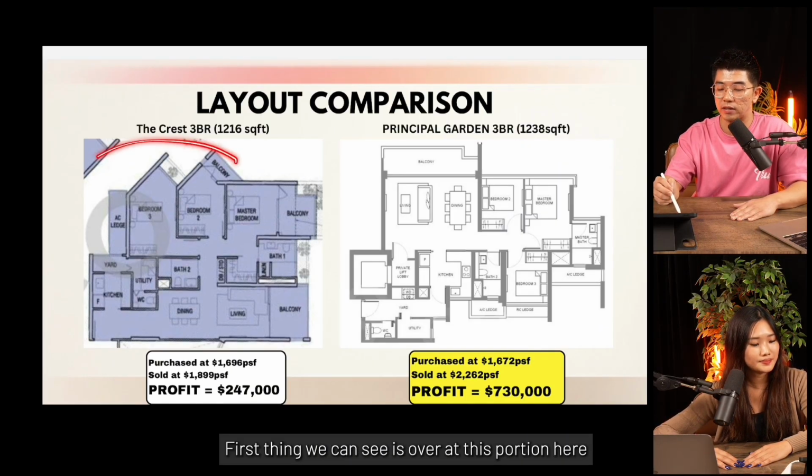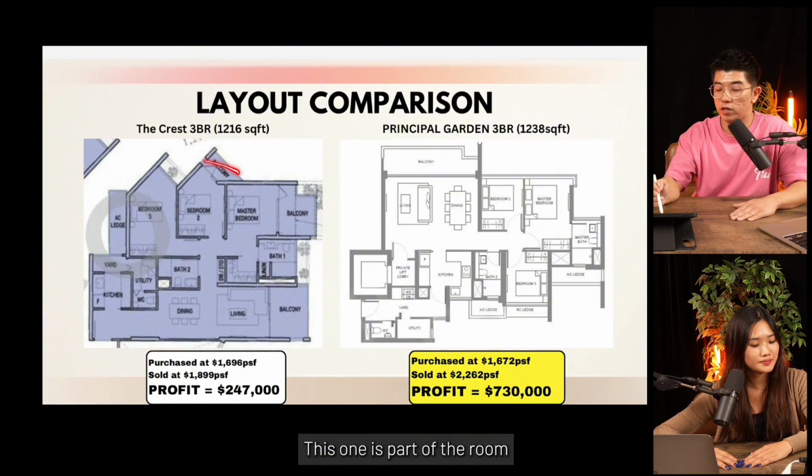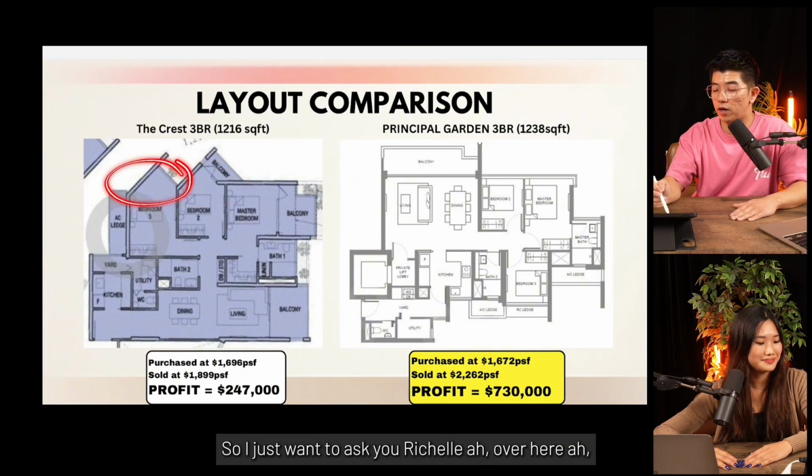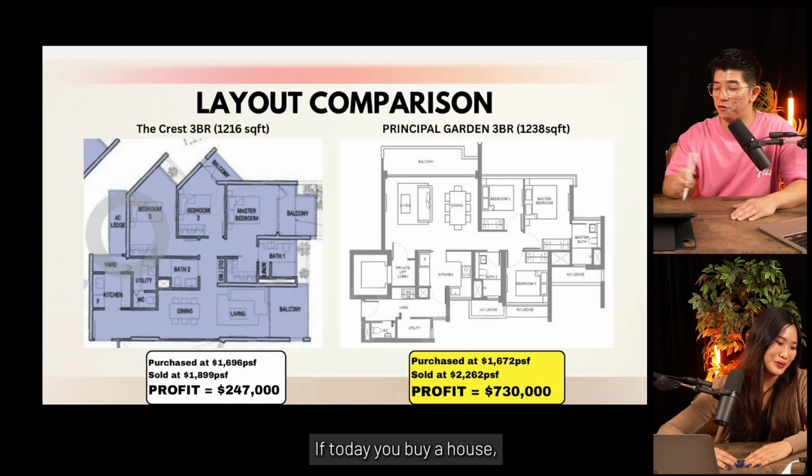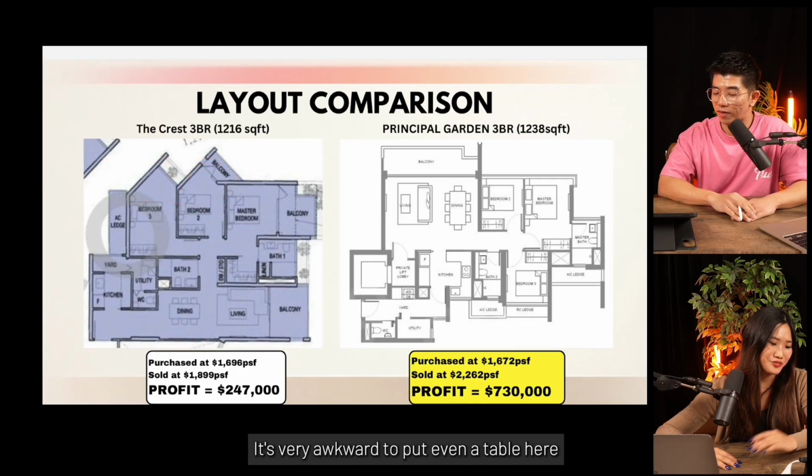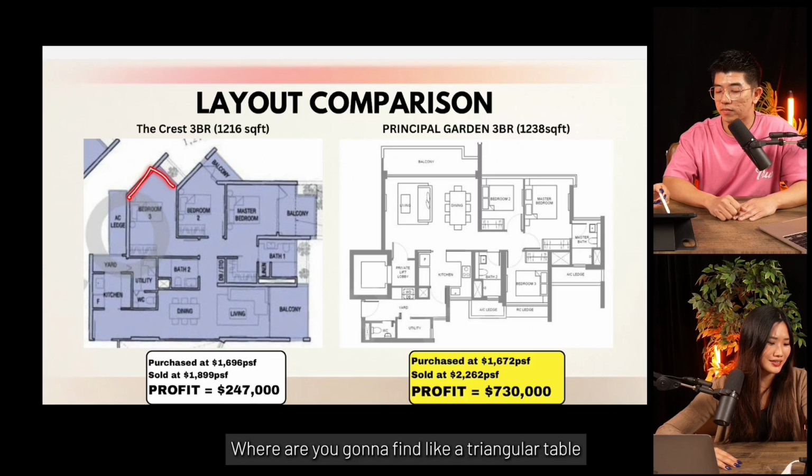First thing we can see is over at this portion here. This one is part of the room. So I just want to ask you, Rochelle, over here, what do you think we can do with this? If today you buy a house, what are you going to do with this space? It's very awkward to put even a table here. Where are you going to find a triangular table?